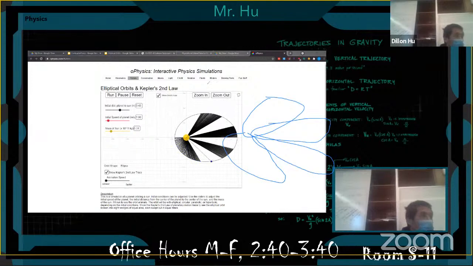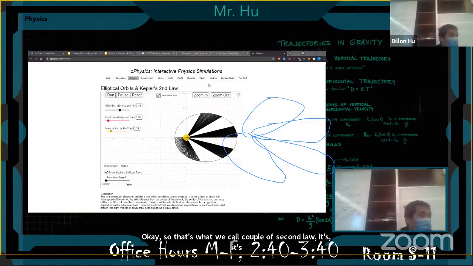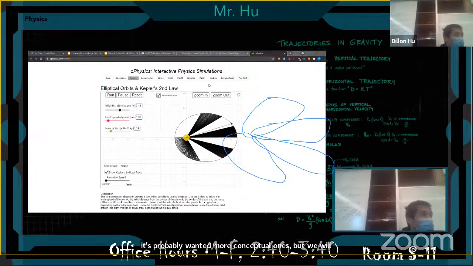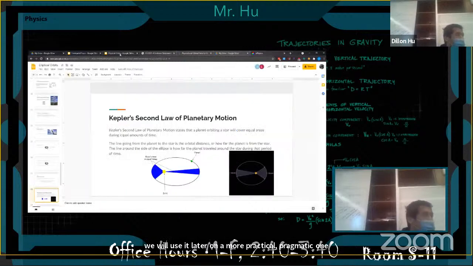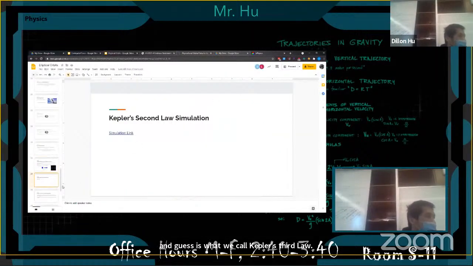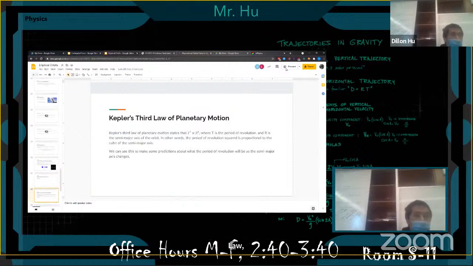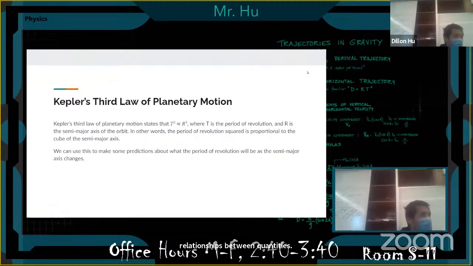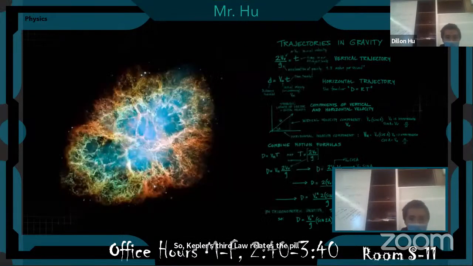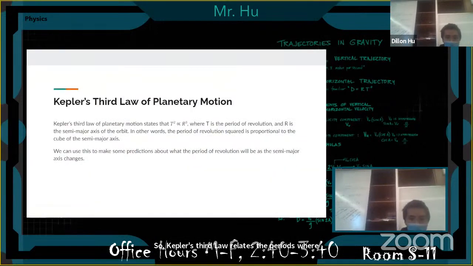Okay, so that's what we call Kepler's second law. It's probably one of the more conceptual ones, but we will use it later on. A more practical, pragmatic one, I guess, is what we call Kepler's third law, which actually deals with relationships between quantities. So Kepler's third law relates the period squared to the semi-major axis cubed.